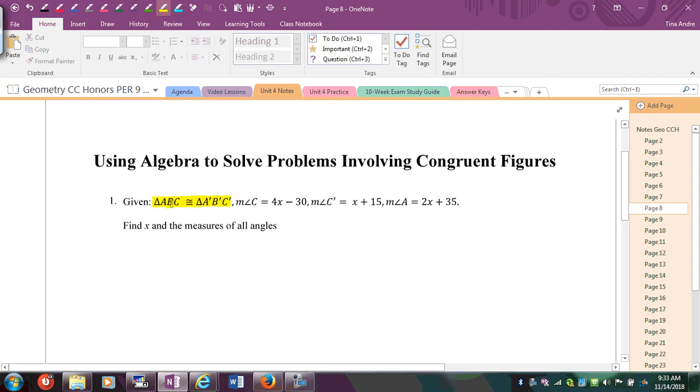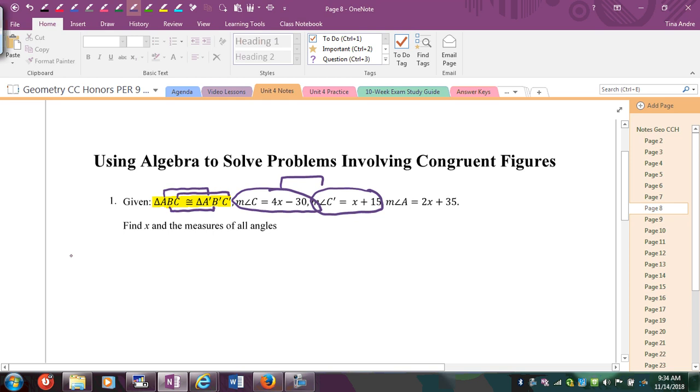So if we have this situation here where it says triangle ABC is congruent to A prime, B prime, C prime, that means that angle A has to be congruent to angle A prime, B and B prime, and then C and C prime all have to be congruent. So right away, I know that angle C and C prime, these two angles, must be equal to each other because they're corresponding angles in congruent triangles.